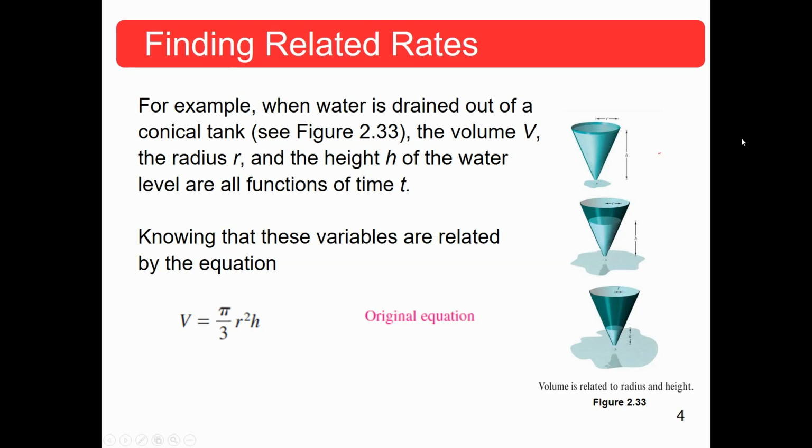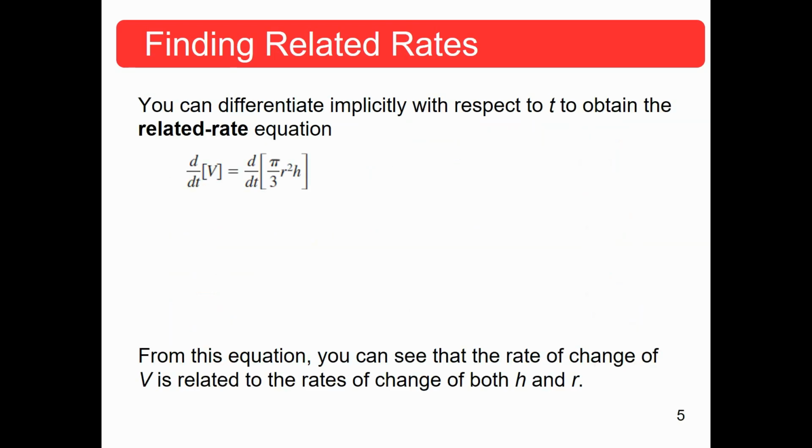So we're looking at the equation V equals pi over 3 r squared h. That's the volume of a right circular cone. So we can differentiate implicitly with respect to t to attain the related rate equation. What we're going to do is say the derivative of V with respect to t is just dV/dt.